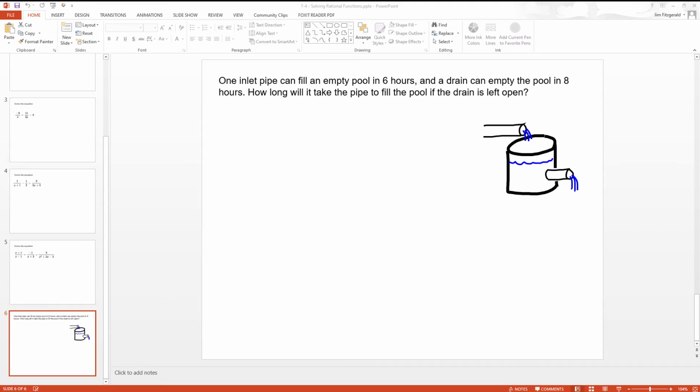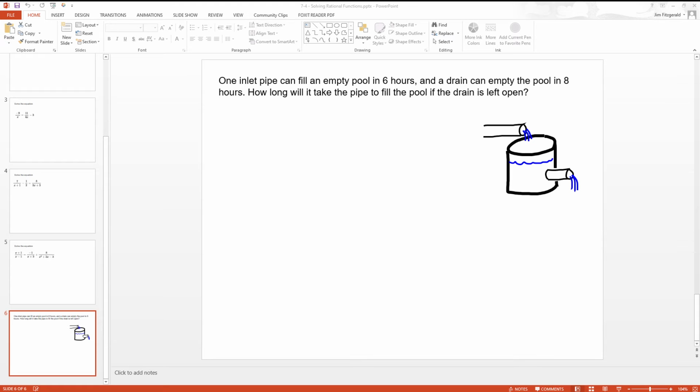Now, what does our situation say? Our situation says that we have both of these happening at the same time. So it's filling, and then it's also draining. And they want to know if somebody tried to fill that pool and they forgot to close the drain, how long would it take to fill that pool up?